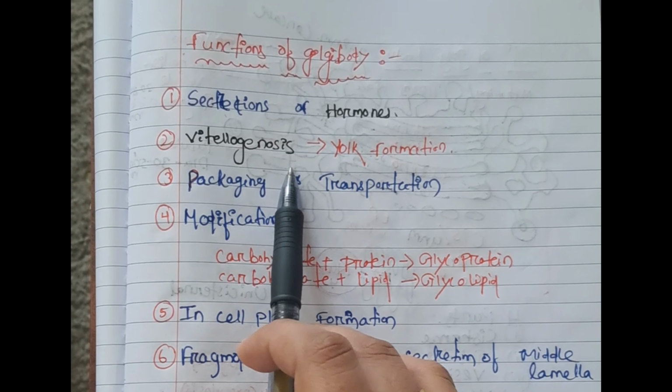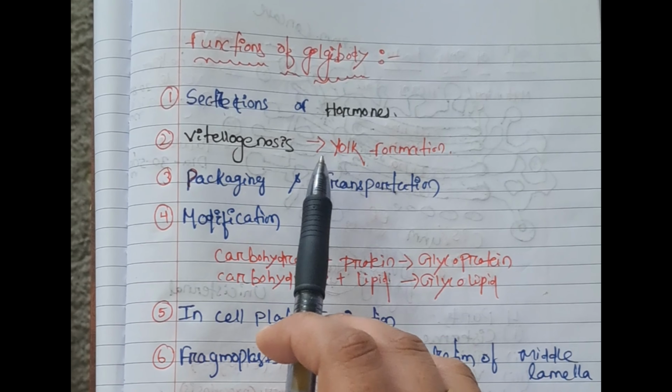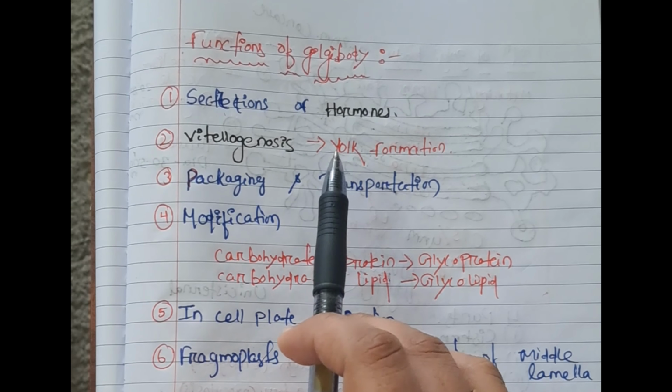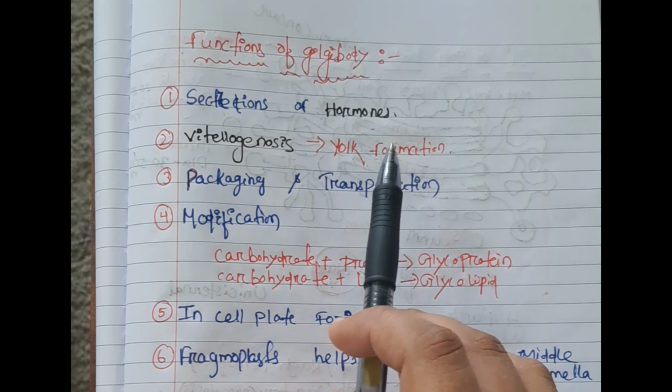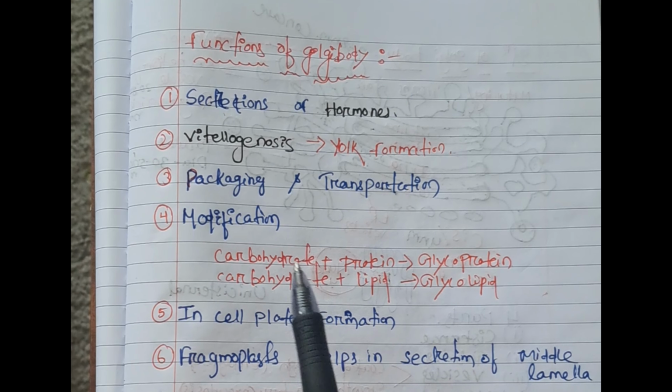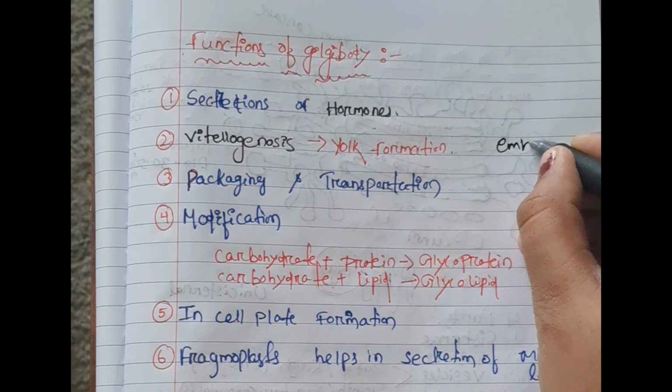So what is vitellogenesis? This is a process of formation of yolk, and the yolk synthesis in the eggs, and that yolk acts as a reserve food material for developing embryo.